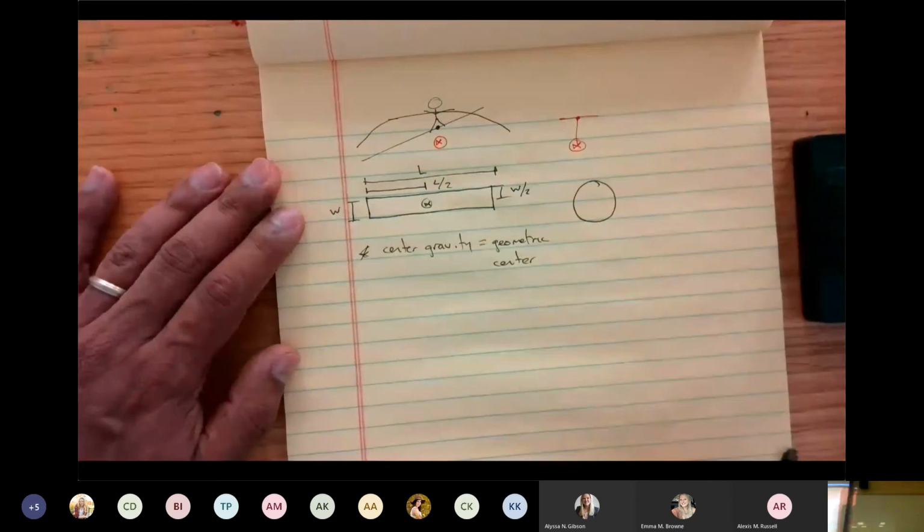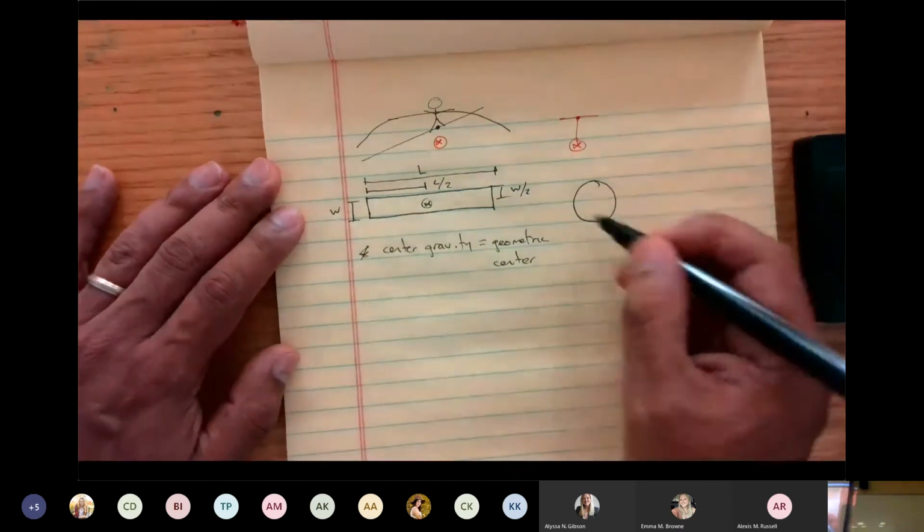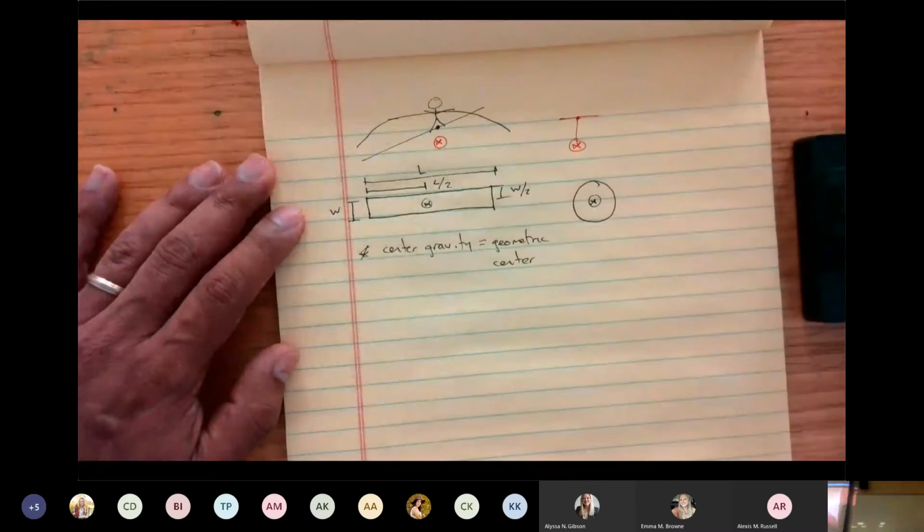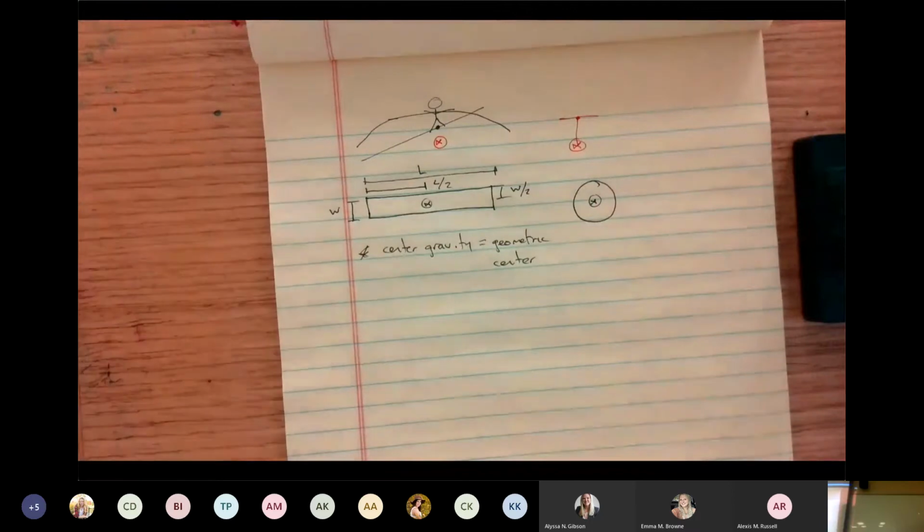If you have a disk, a sphere, a circle, the center of gravity is going to be right in the center of the object. If you have a donut, and if you can imagine a donut, the geometric center of the donut is right there in the middle of the hole. So that's going to be the center of mass of a donut, at the center of the hole, again, outside the object.